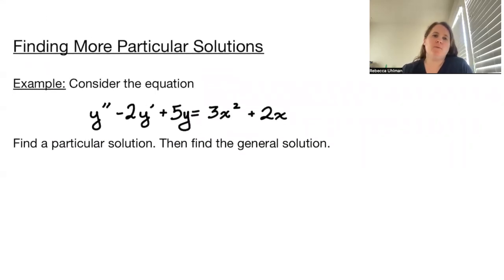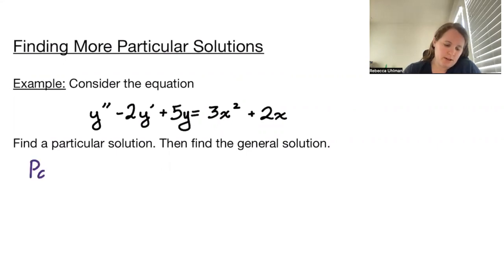Welcome to finding more particular solutions. So in this problem, our job is to take the equation y double prime minus 2y prime plus 5y is equal to 3x squared plus 2x and find a particular solution and then find the general solution.